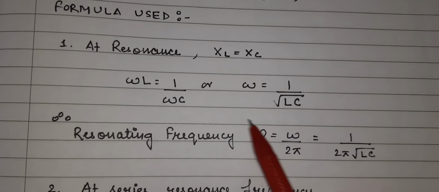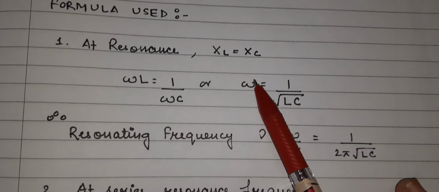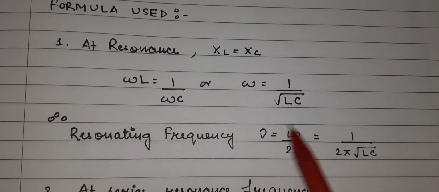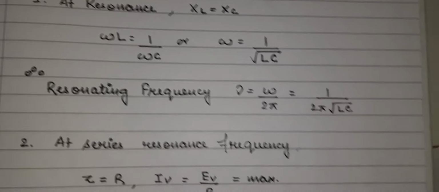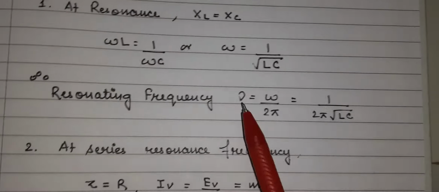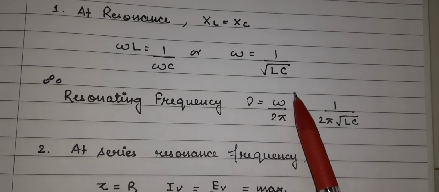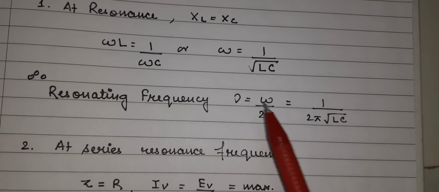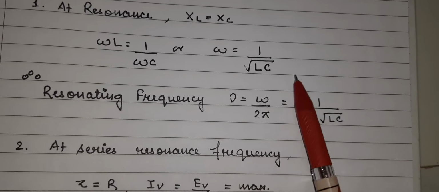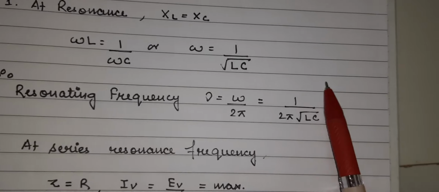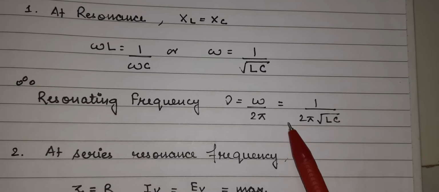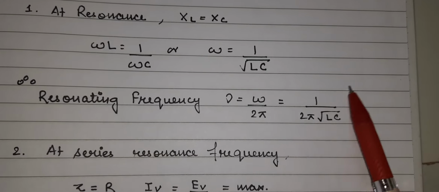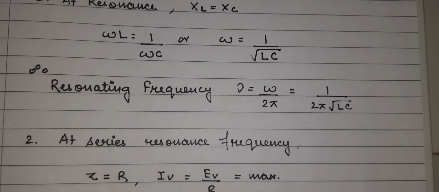So this is the angular frequency at which our circuit will get a resonance. Now, if I talk about the resonating frequency, omega we all know is equal to 2 pi nu, and if I want to find nu, then we have to do omega upon 2 pi. So ultimately the full formula I am getting for the resonating frequency is nu equals 1 upon 2 pi under root of LC.